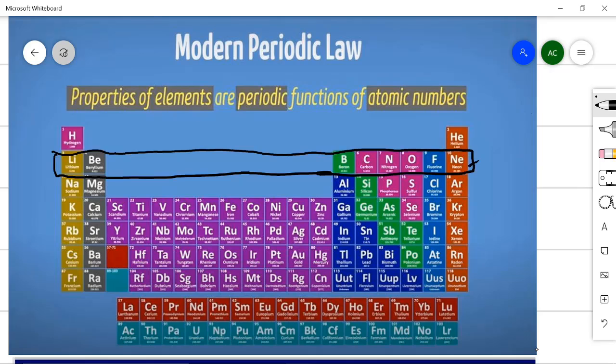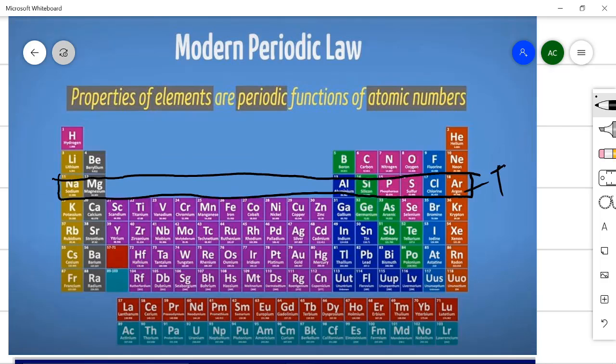Then comes the second period. Now this is the second period, which contains lithium, beryllium, boron, carbon, nitrogen, oxygen, fluorine and neon. So the second period has 8 elements, and the atomic number starts from 3, that is lithium is 3, then 4, 5, 6, 7, 8, 9, 10. So 3 to 10. Atomic number 3 to 10 is the second period.